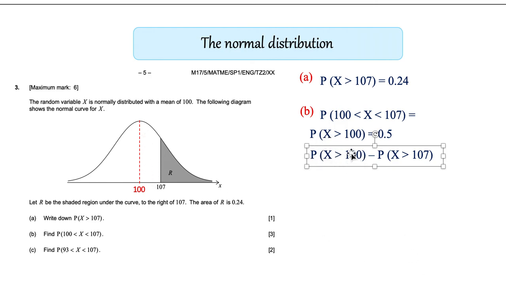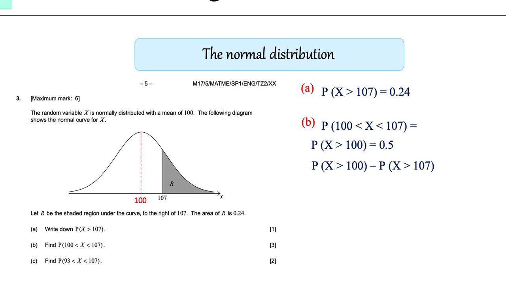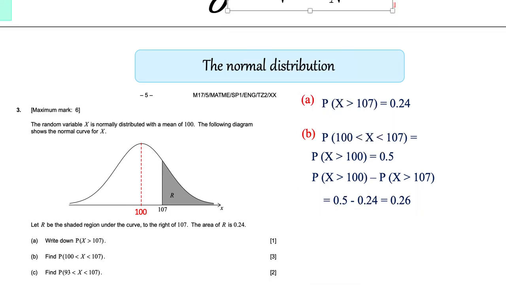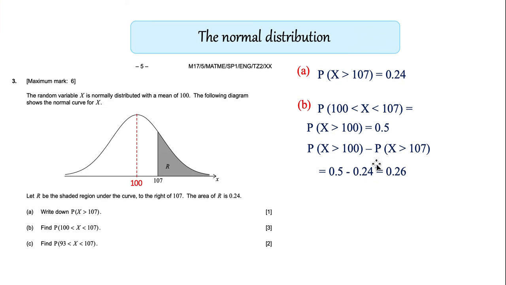So you already know the value of bigger than 100 is 0.5, and you know the value of bigger than 107, because that is the value that they already gave you. If you take the difference on your calculator, you can find that this area from 100 to 107 is 0.26. So this tells you that 26% of your data will be between those 2 points. So now let's move on to question 3, C.